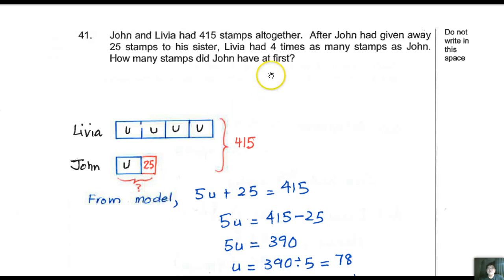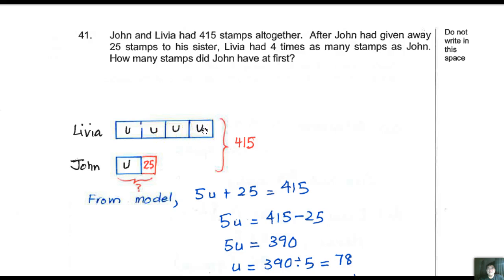Okay, he would then, Livia would then have 4 times as many as John. It means when this 25, at first it was u plus 25, right? If this 25 is taken away, it will be left with this u, which is 1 times, and Livia here will be 4 times. 1, 2, 3, 4. Okay, now take a look. Take a look here. At first, it is like this.